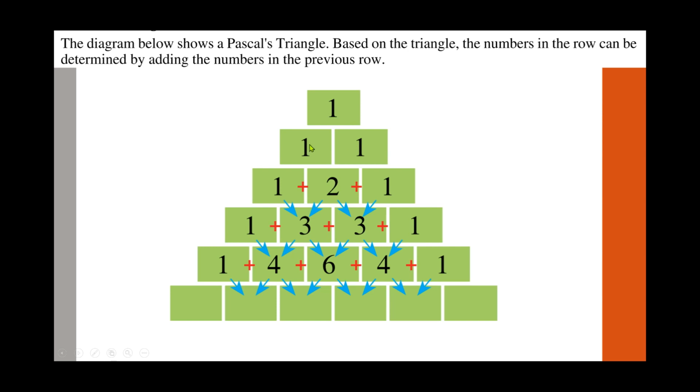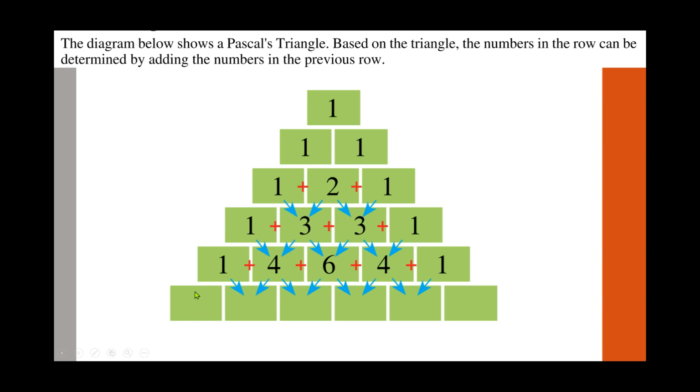Here 1 plus 1, we get a 2. And then 1 plus 2 here, we get a 3. To represent this part also, 2 plus 1, we get a 3. In the next row here, you see 1 plus 3 becomes 4. This part, 3 plus 1 becomes 4, it's the same. And in the middle, it will be 3 plus 3 equal to 6.